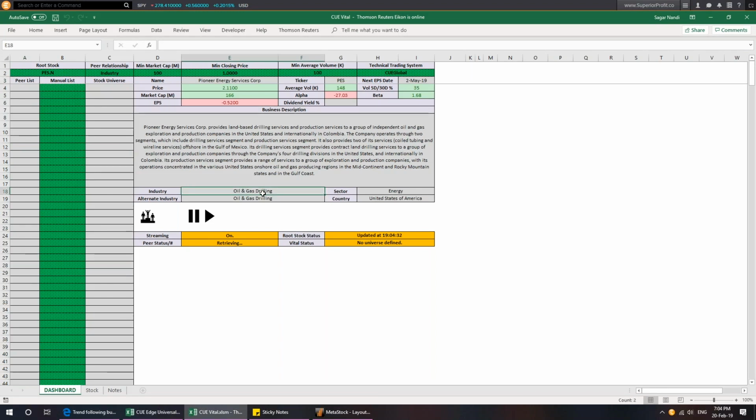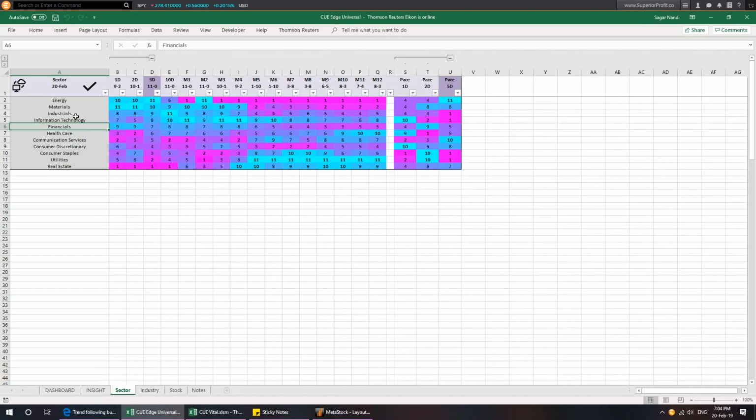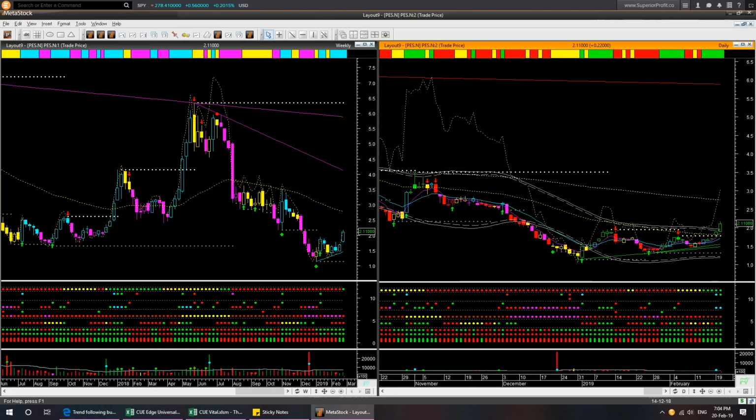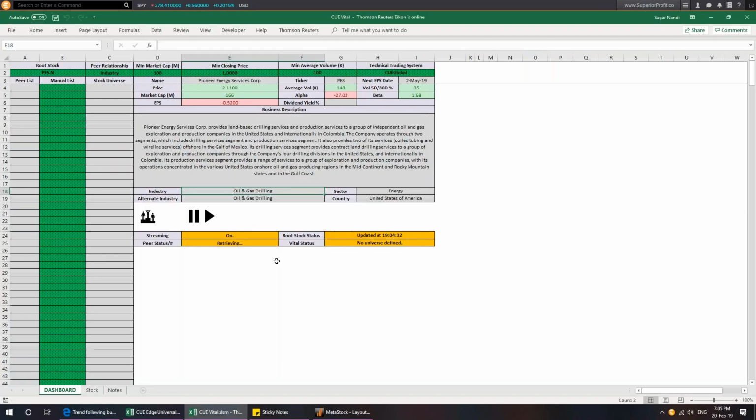It's in oil and gas drilling. What did we see? Energy is the best performing sector. If I go back and go to the industries of the energy sector, I see oil and gas drilling is indeed very strong now. It was weak earlier and it is showing acceleration. So we found a stock in a very different way. We started looking at insights, went into value stocks moving up, and found PES.